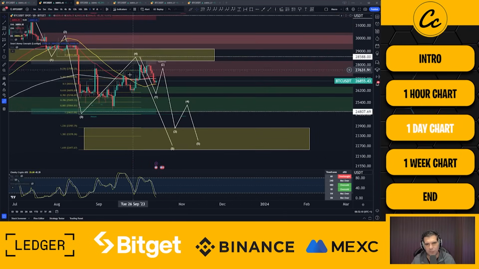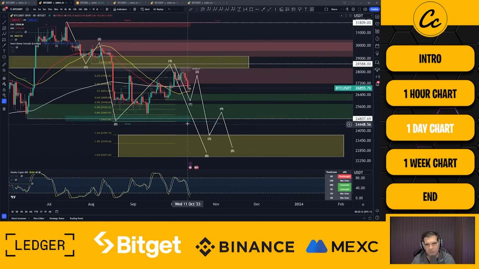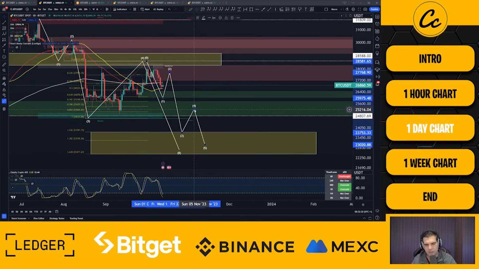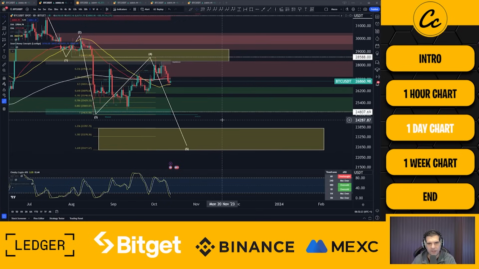And again, we got close to breaking out of this structure, but we failed to do so. The breakout situation would have been 28,588. We didn't have that, so essentially we are still breaking down towards our target lows. So nothing has really changed on our daily time frame. We've obviously pulled back towards the target range rather than the invalidation line at 28,588.